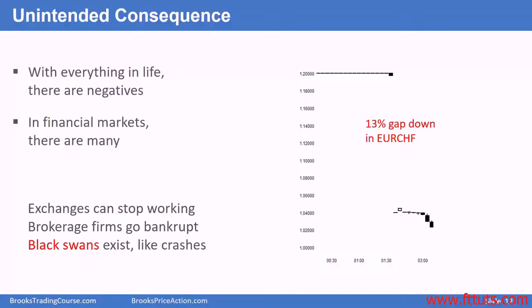So this is an example of a black swan, of an extremely low probability event, an event that a lot of people say is impossible, it cannot happen. There's no way the euro versus the Swiss franc can drop 13% overnight like that. But stuff happens.